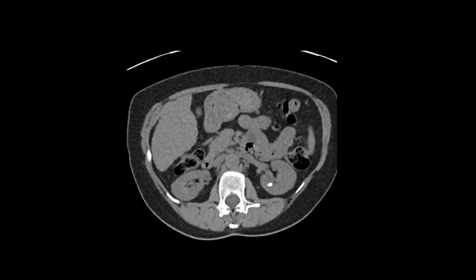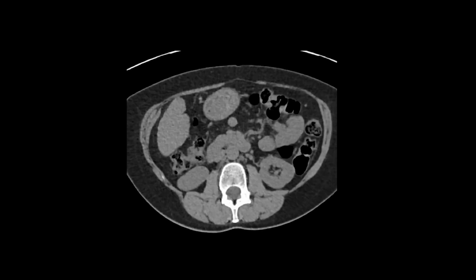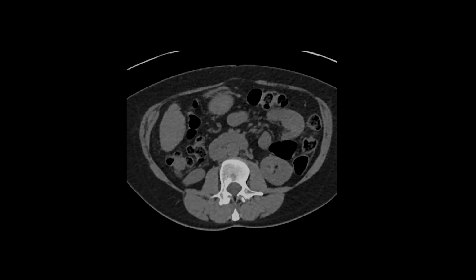So the plan for this lady was to have that stone managed ureteroscopically. And this is the retrograde pyelogram that you can see. You can see here clearly the calyces. We've gone up with an access sheath there, and then had a look around all of the calyces with our ureteroscope, but unfortunately didn't find any stone within the kidney.